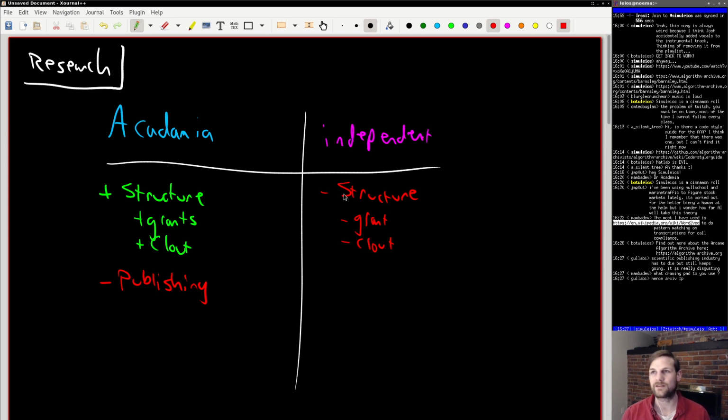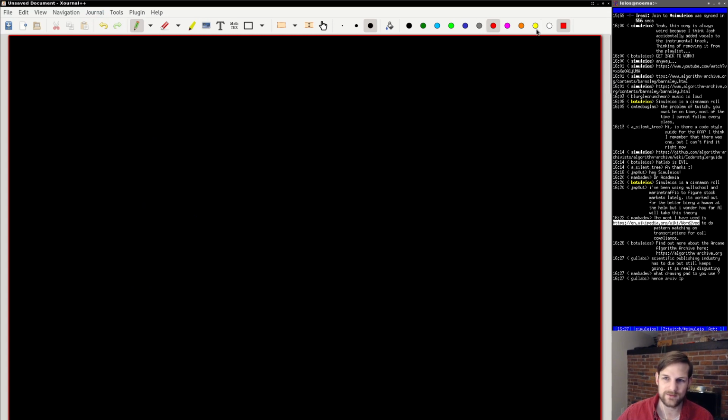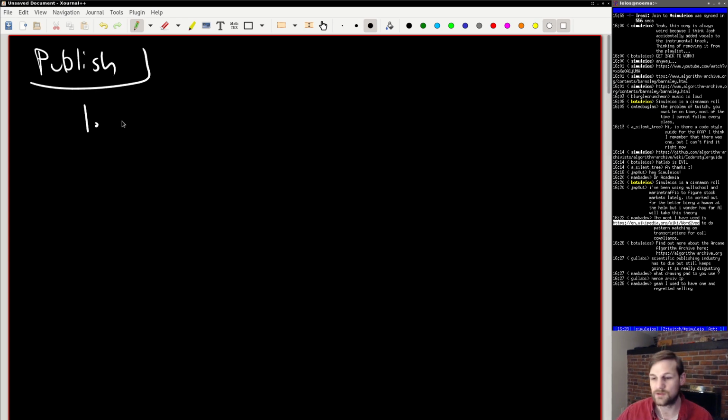That's the thing, like things like the Journal of Open Source Software. I mean, maybe we should just talk about publishing really quick. Let me open a new journal page, and let's just quickly touch on publishing, right? So what does it mean to publish? Well, when you publish, the first thing that you do is you do something novel, something that no one has ever done before.